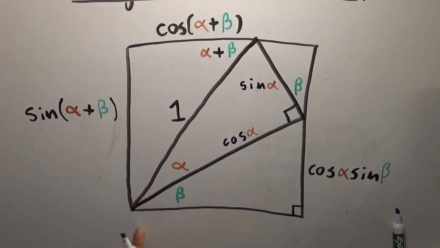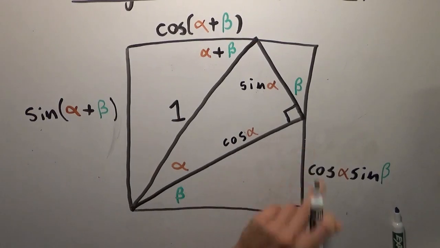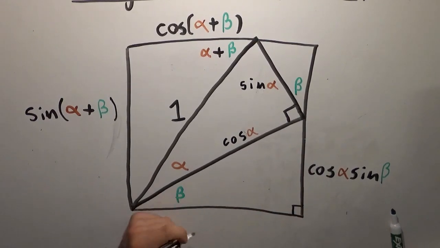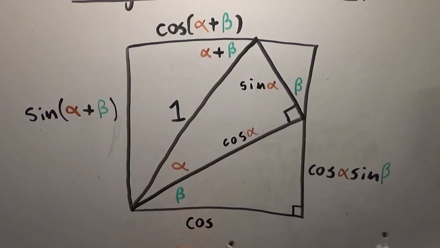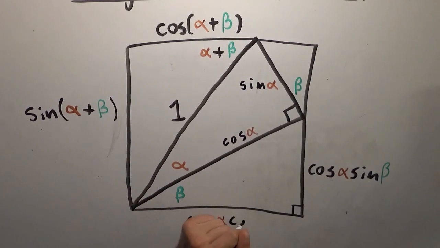And the same idea is going to happen here. It's the cosine of beta times whatever the hypotenuse is, which is the cosine of alpha. So this side length is going to be the cosine of alpha times the cosine of beta, right?